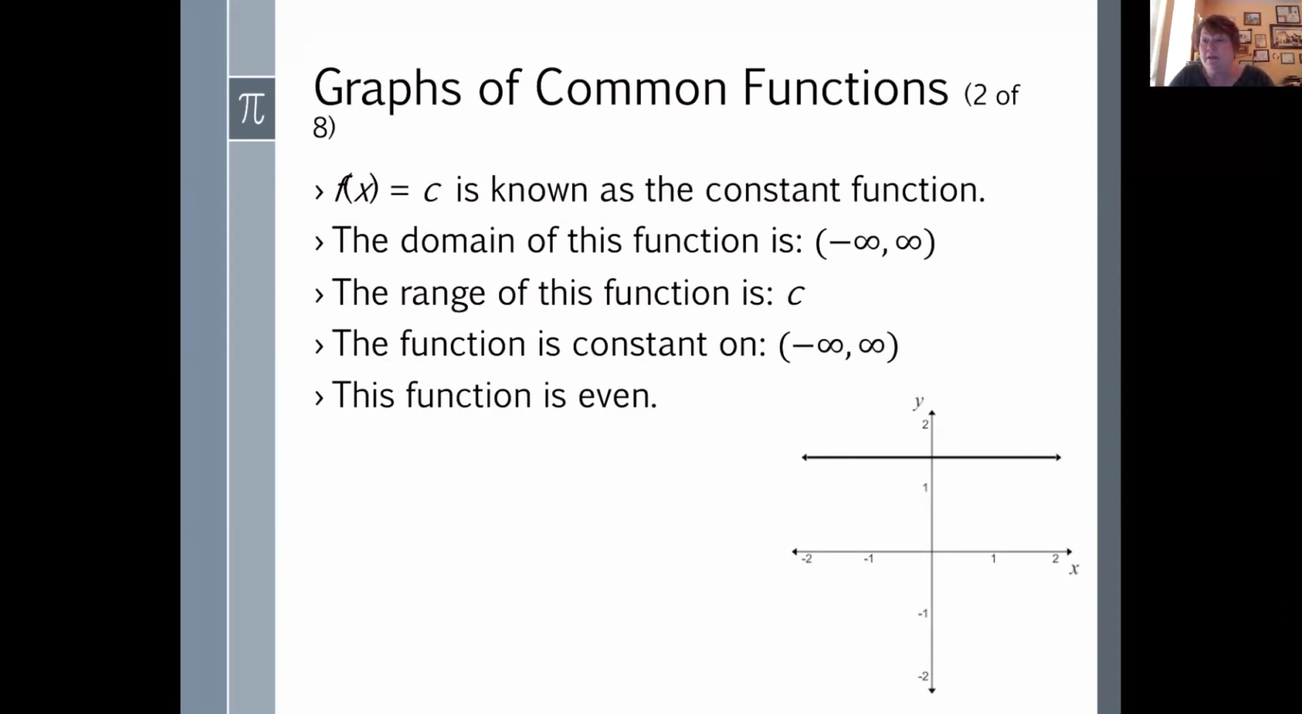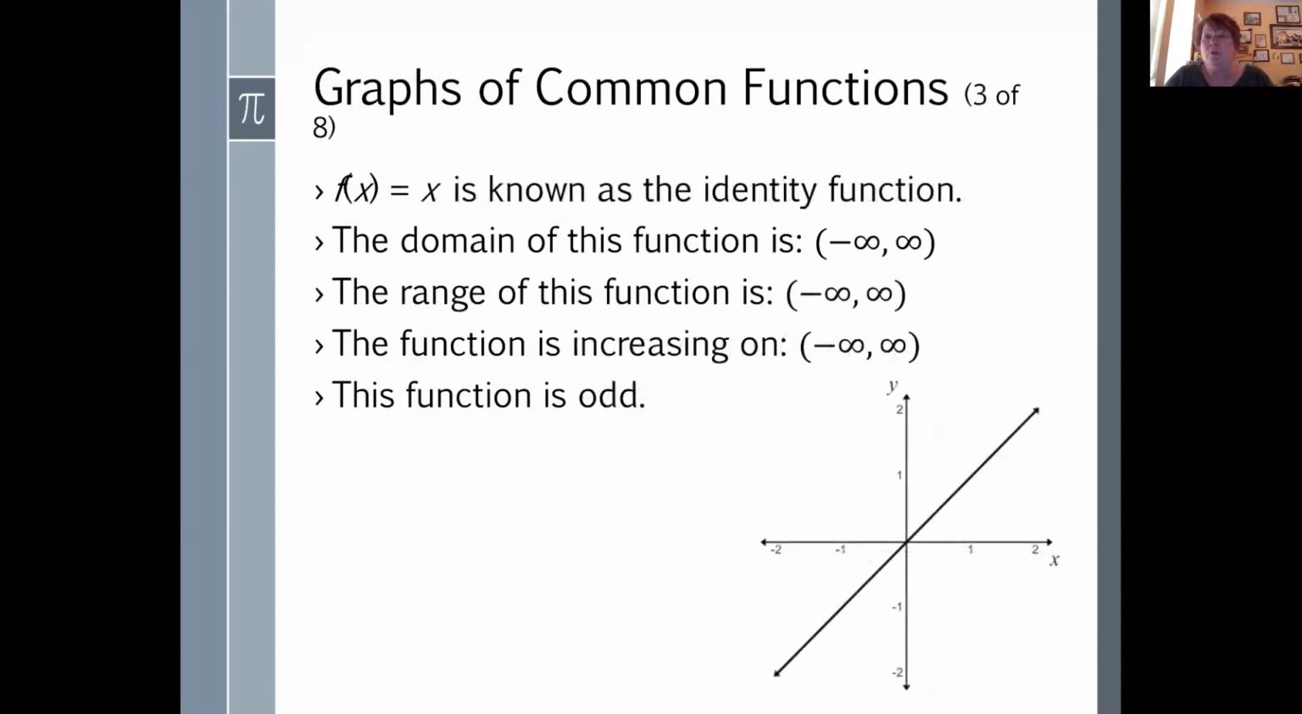The function is constant. Remember from section 2.2, a function is constant where it's horizontal. Everywhere in the domain of this function, its graph is horizontal. So it is constant over its entire domain. And it's an even function. It's even because there is symmetry with respect to the y-axis. The graph to the right of the y-axis is a mirror image of the graph to the left of the y-axis.